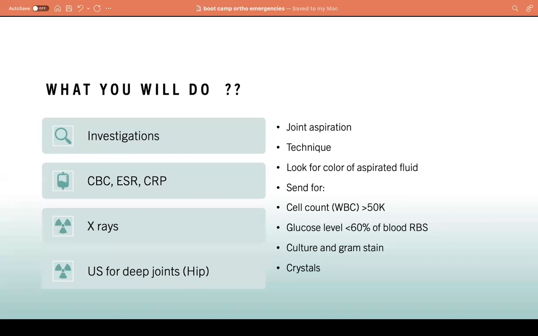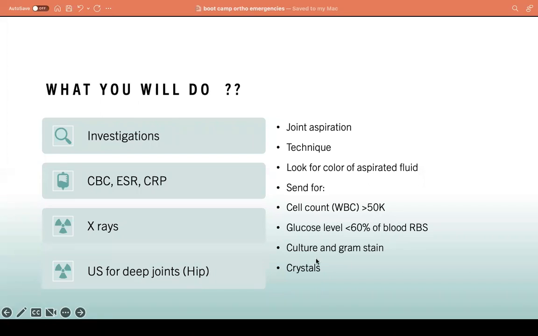Once you aspirate, look for the color of the aspirated fluid. Is it frank pus? Is it the normal synovial fluid? Is it traumatic hemarthrosis? Then you will send the fluid that you aspirated for cell count, glucose level, culture and gram stain, and crystals.